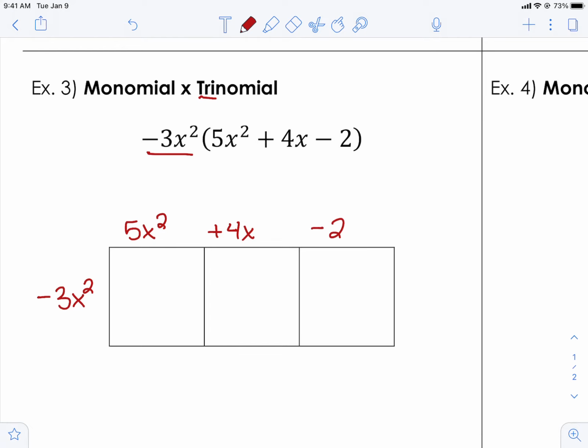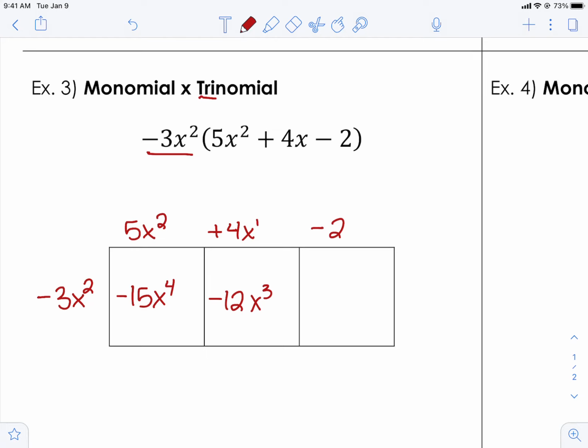So I have negative 3 times 5. I get a negative 15. X squared times x squared, again I add my exponent, so 2 plus 2 is 4. Okay, now I'm going to take negative 3x squared and multiply it by 4x. Remember, the 4x has an exponent of 1, so negative 3 times 4 is a negative 12. X squared times x to the first, I add 2 plus 1, I get 3, so I get x cubed.